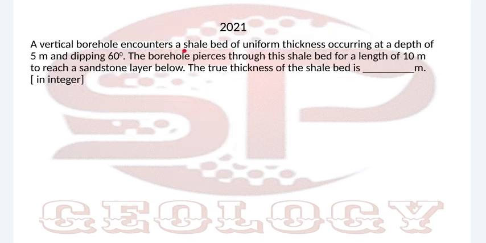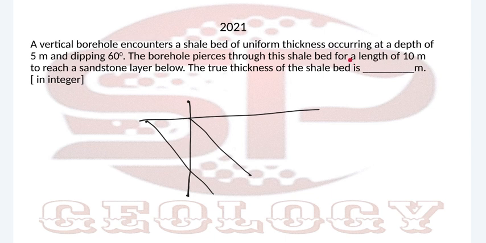A vertical borehole encounters a shale bed of uniform thickness occurring at a depth of 5 meter and dipping 60 degree. So the bed is dipping 60 degree like this. We insert a vertical borehole like this, and the borehole pierces through this shale bed for a length of 10 meter. This is given as 10 meter.